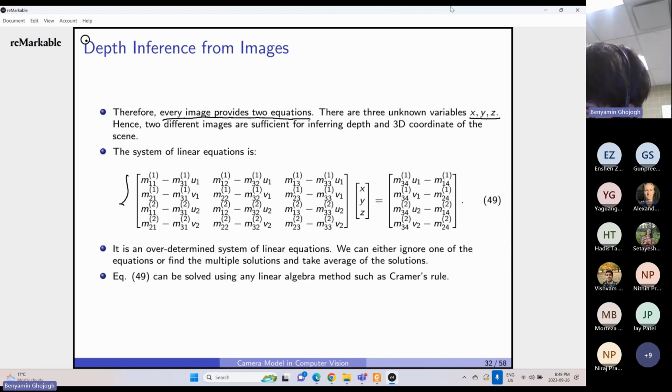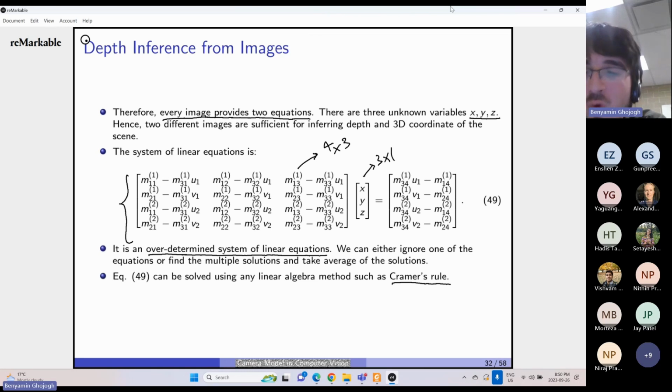Now, if you put these equations in a system of linear equations, then you can solve it using Cramer's rule, for example. By the way, it's an overdetermined system of linear equations because it's 4 by 3, but there are 3 unknowns only. So again, as I said, you can either ignore one of the rows, or you will have several solutions, and then you take the average between them. Okay, and you can use Cramer's rule.